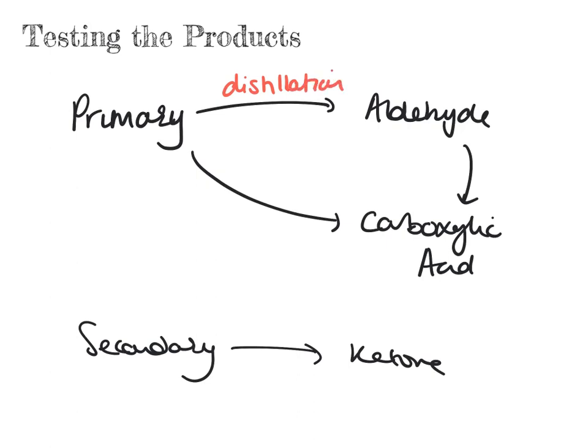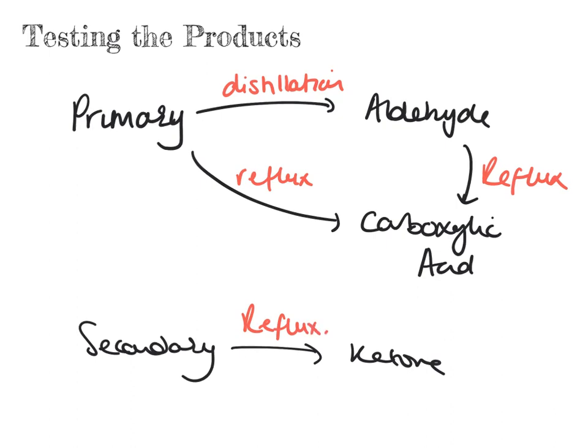But if you wanted to go straight to the carboxylic acid, you can reflux from a primary alcohol or you can reflux from the aldehyde. That's essentially what's happening anyway. Get the carboxylic acid. Secondary will give you a ketone, and you would do that one under reflux conditions. So that's the products that you're going to make.